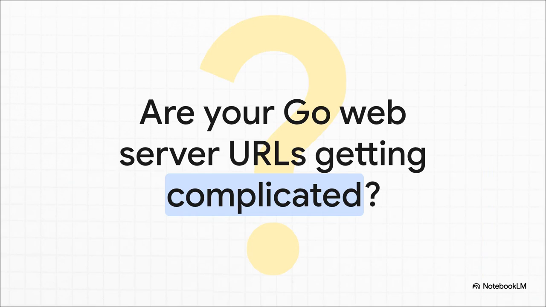So does this whole scenario sound familiar? Your app starts out all nice and simple, but then it grows. And pretty soon you need URLs that are way more dynamic. You've got user profiles, you've got specific blog posts, paginated lists, and all of a sudden your once simple routing logic is starting to look like a tangled mess.